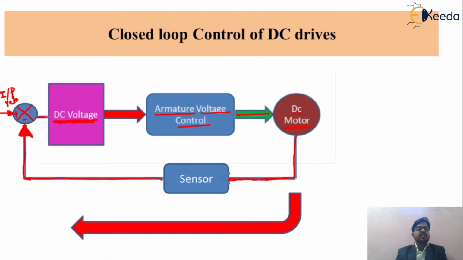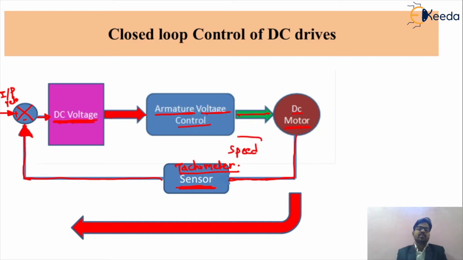So if there is a change in that particular speed signal, then definitely your controller or the armature voltage control will control the speed. So friends, in the sensor, we are using different types of tachometer here, because a tachometer is a device which senses the speed. Tachometer, which senses what?